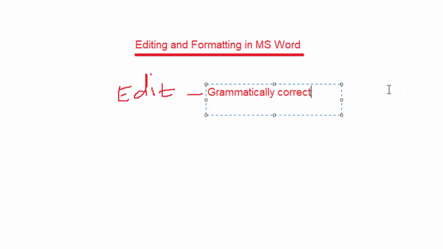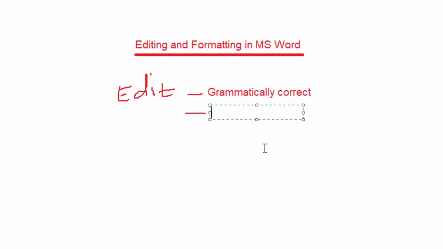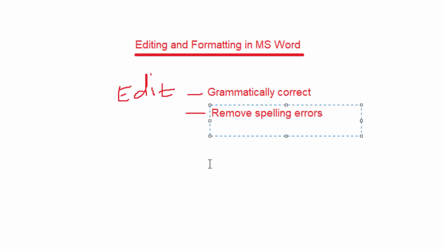Or we can also look for spelling mistakes and correct them. So when we remove spelling errors, we can also say that we are editing a document. Spelling errors. And this one is very, very important because when you are preparing a report or any article, you have to ensure that all errors are removed and also the sentences are grammatically correct.